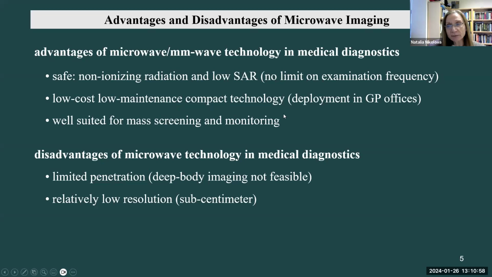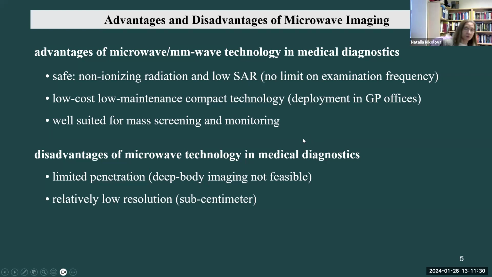And so the aim, particularly with breast cancer screening, is to deploy the equipment in family doctors' offices, which is totally impossible with CT machines, mammography machines, or MRI machines. And so the technology is considered very promising and well suited for mass screening and monitoring applications where patients are to be seen on a frequent basis.